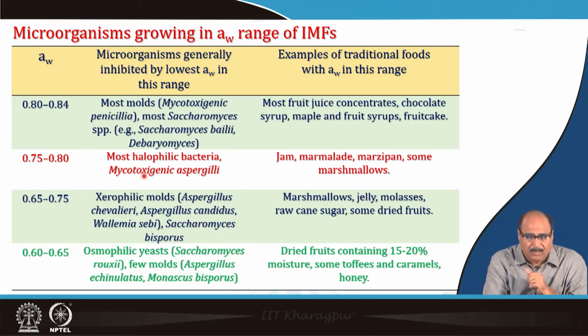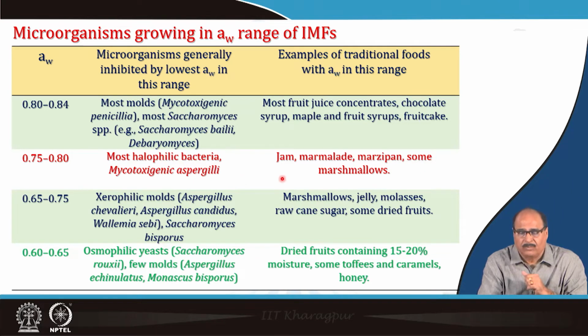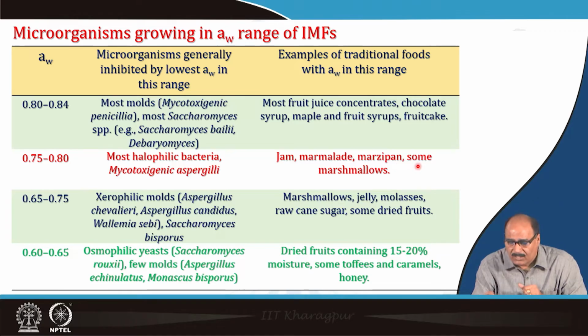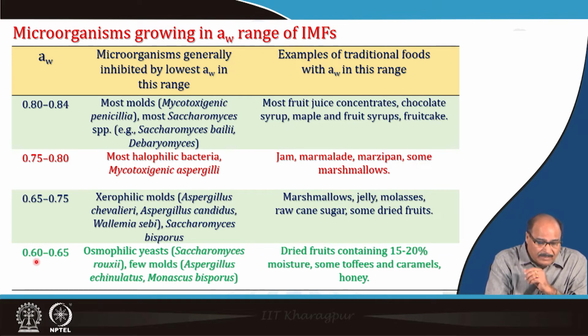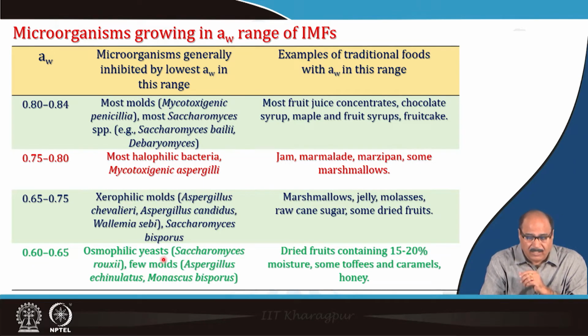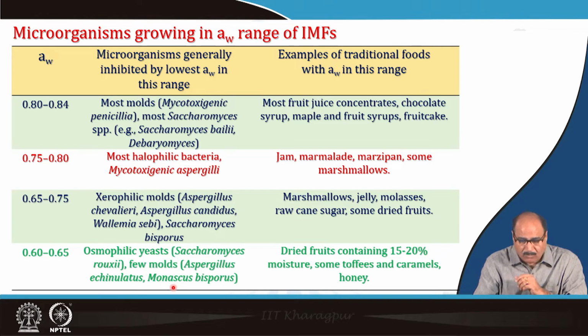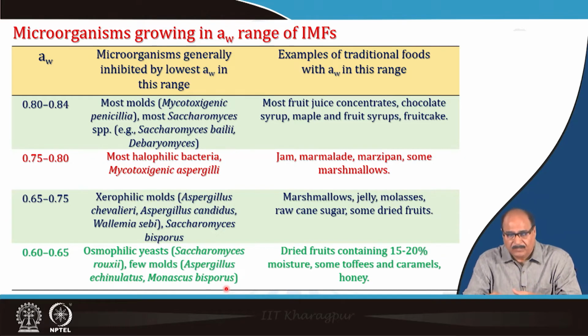Most halophilic bacteria and mycotoxigenic aspergilli are not able to grow, and this is why jam, marmalade, and some marshmallows etc. are preserved this way. Water activity is in the range of 0.6 to 0.65. Even osmophilic yeasts like Saccharomyces rouxii or a few molds like Aspergillus or Monascus bisporus etc. are not able to grow. That is the minimum water activity for their growth.